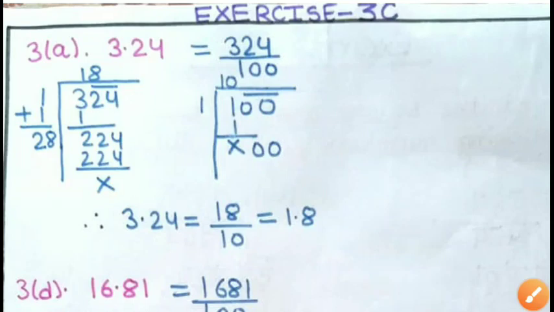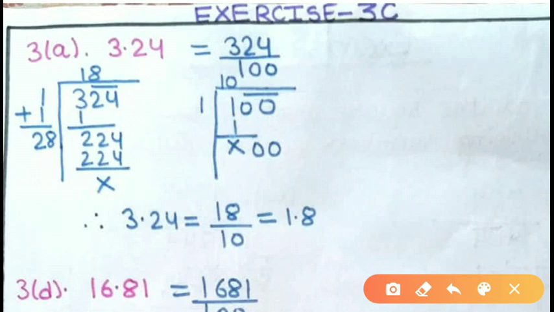Let's continue with our exercise 3C. Yesterday we completed till question number 2. So today we are going to start question number 3, and question number 3 is the last question from this exercise. In question number 3 also we have to do the same: find out the perfect square by long division method. And the first question is 3.24.